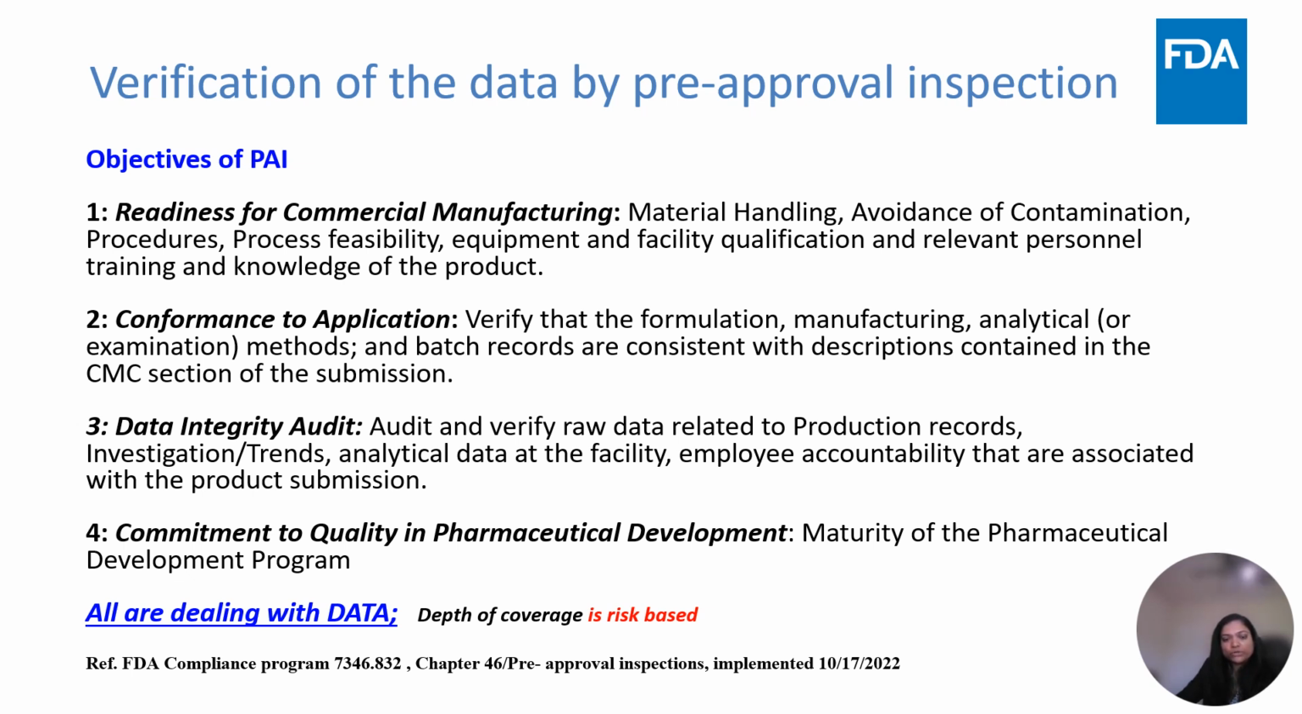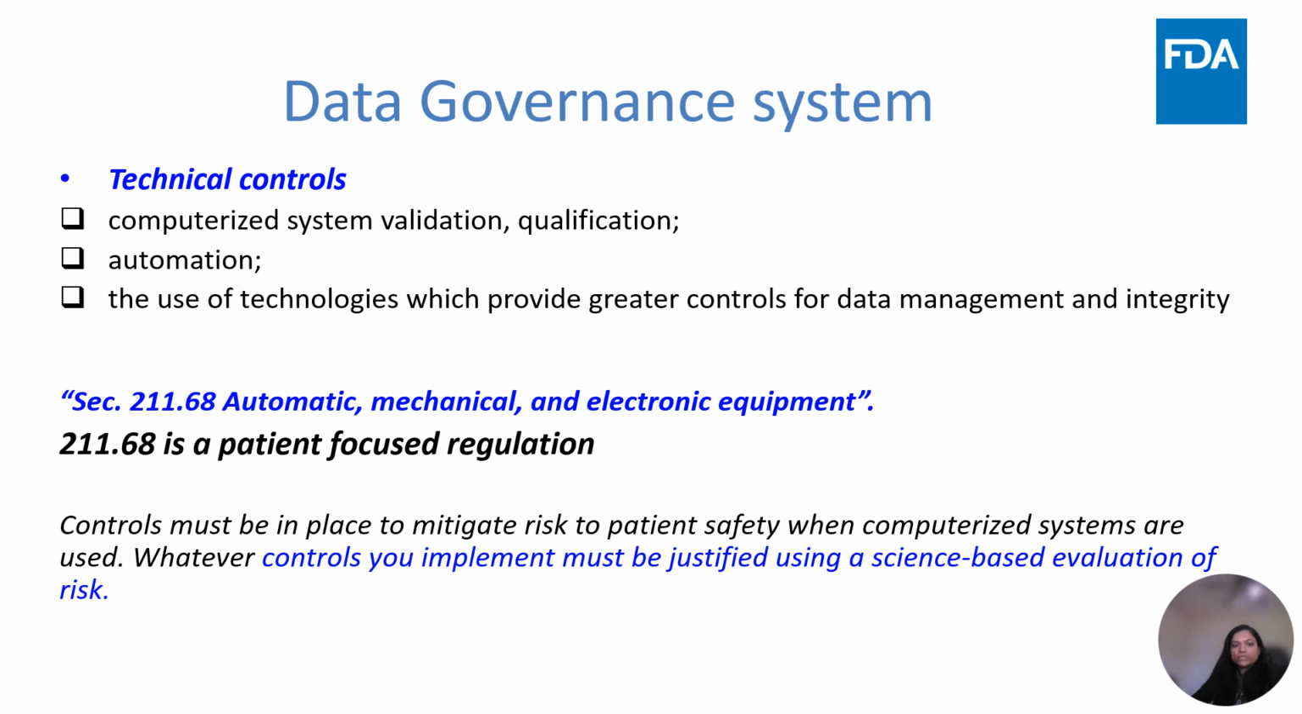So these are the objectives of PAI, and as we all know, we are dealing with data, application submissions as well as pre-approval inspections. So data governance systems for a pharmaceutical site or firm become very critical, and the depth of coverage is risk-based per ICH Q9 principle. If there is a risk, definitely we deep dive into it and ultimately link that risk to patients' safety. As I talked about earlier, controls related to data governance systems include software, hardware, people, and procedures.